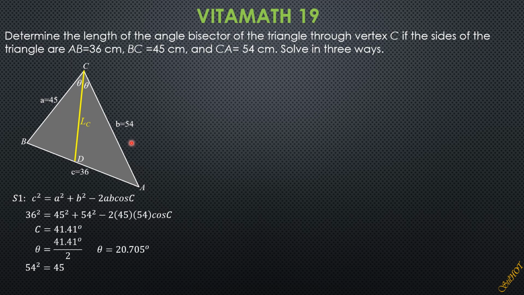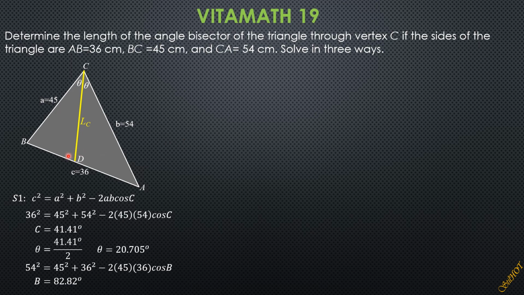So 54 square equals 45 square plus 36 square minus 2 times 45 times 36 cosine of angle B. And angle B should be computed because it is opposite to the longest side, by cosine law. And angle B is equal to 82.82 degrees, and this is acute. Therefore, all angles are acute because the angle opposite the longest side is acute. The rest of the angles, vertex angles, will be acute.